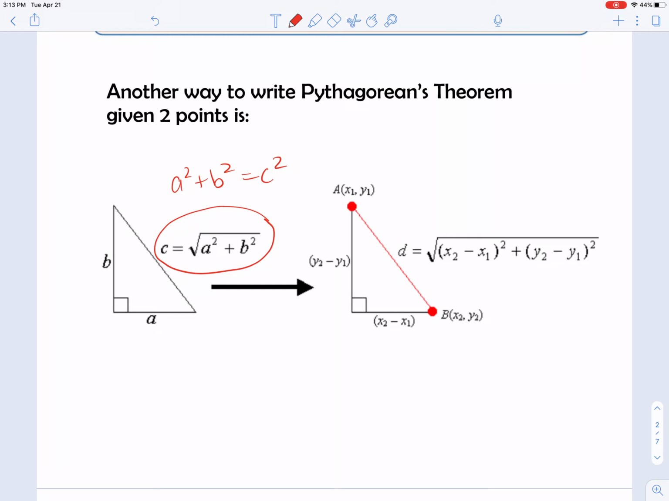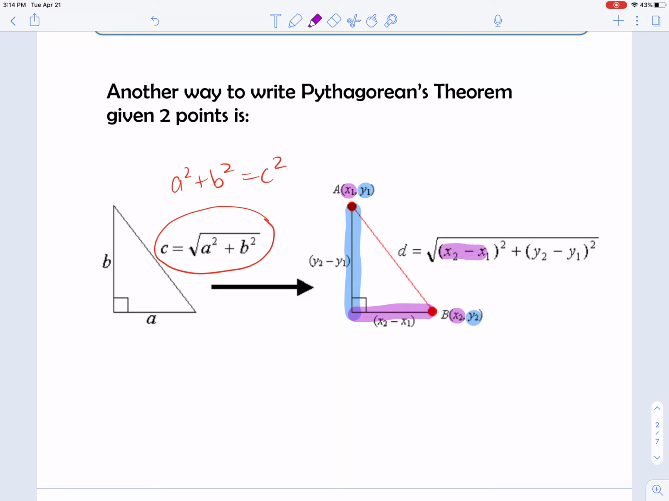Now, when you look at the length of the legs, they are going to be related to the coordinates. If you subtract the y coordinates of the points, that gives you the length of the vertical leg, and if you subtract the x coordinates of the points, that's going to give you the horizontal leg. And then the formula is written like this.